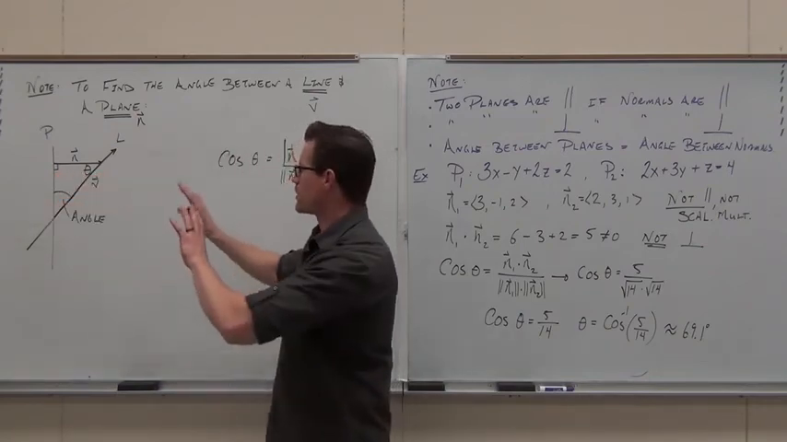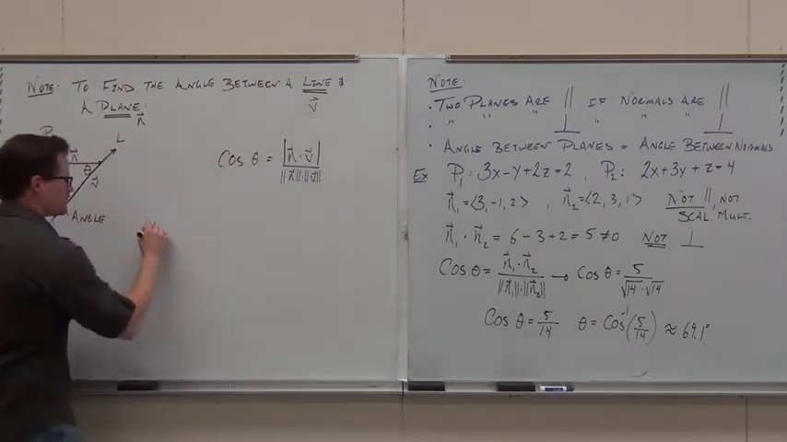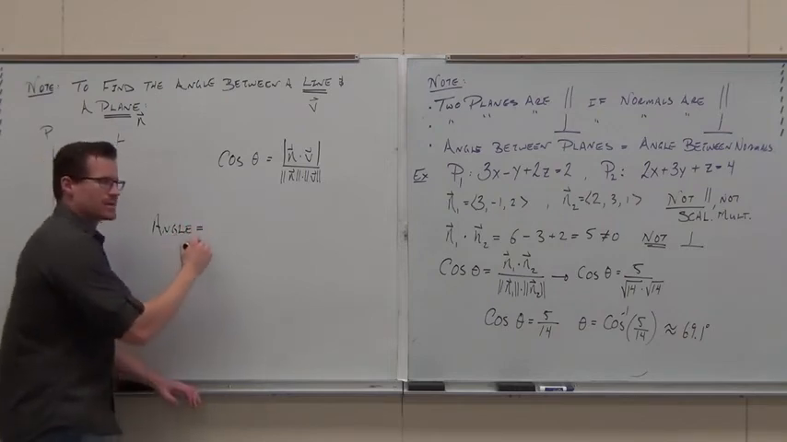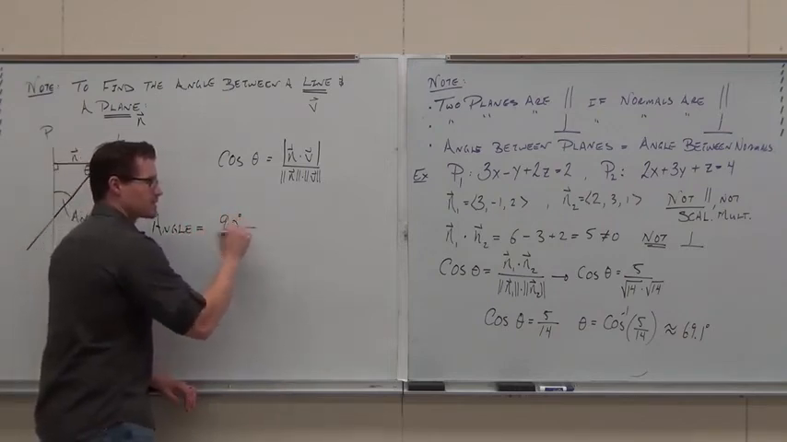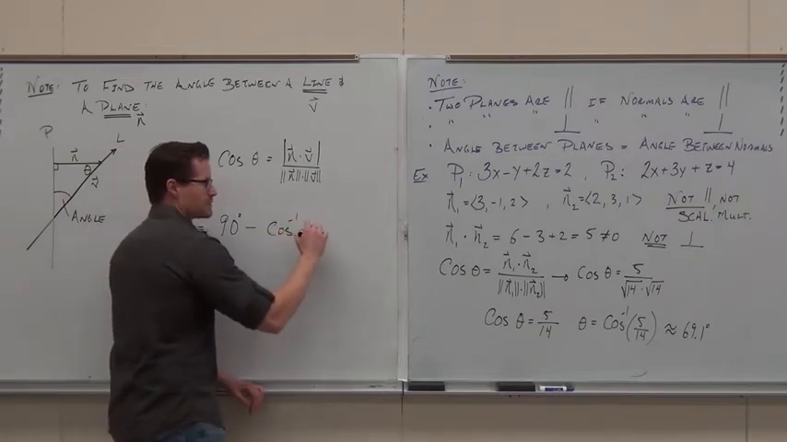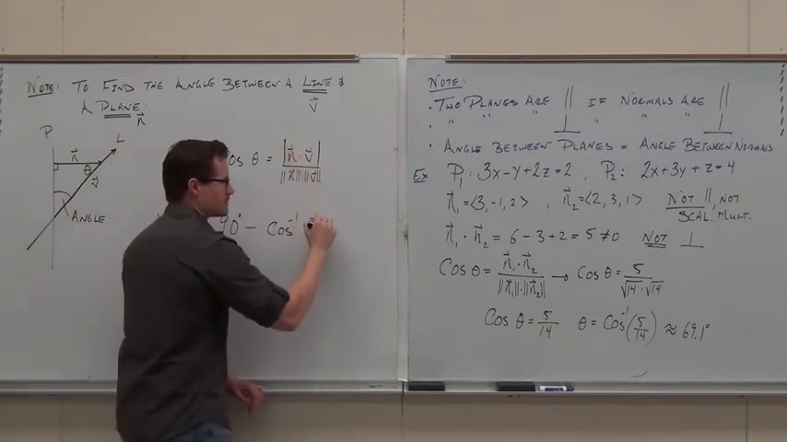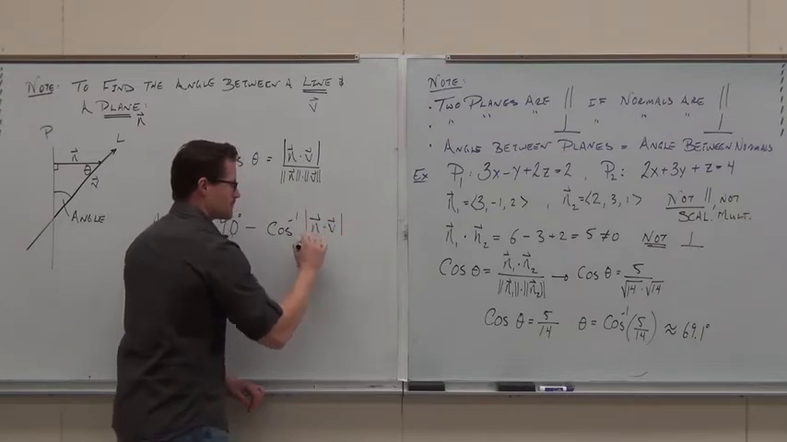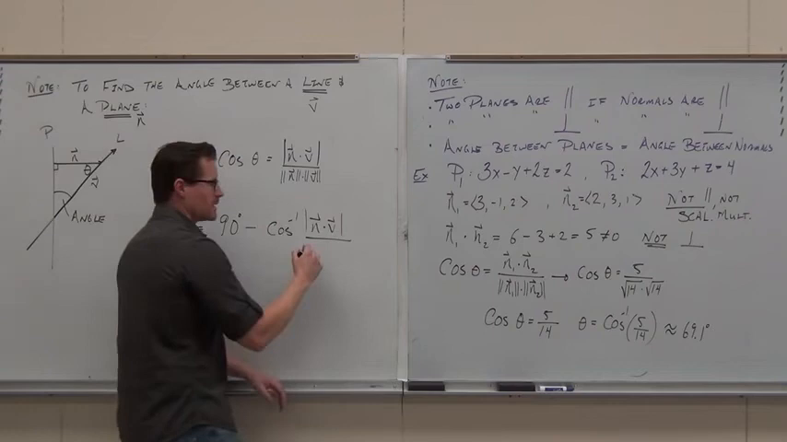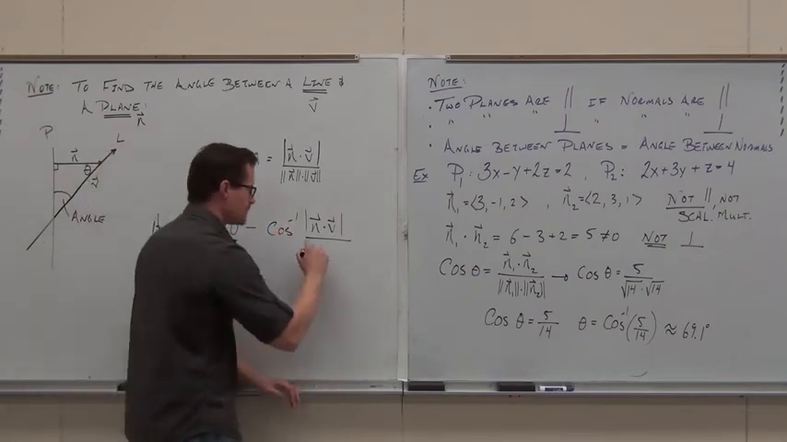So in our case, if you ever want to find the angle between a line and a plane, take your 90 degrees, subtract cosine inverse of this thing. This is to keep it positive. Keep it positive and make an acute angle. You have to have that because you're subtracting from 90.